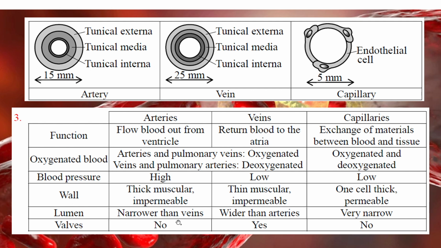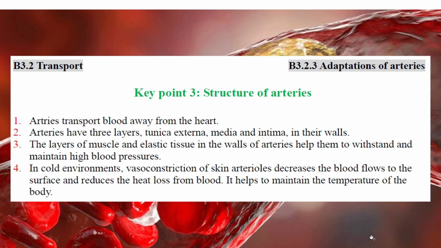And the lumen is narrow for the artery to keep it high pressure. The vein is wider than the artery, and very wide because that increases the surface area. As for backflow of blood, in the artery there is high pressure and low backflow, so few valves. For the vein, it is low pressure, where blood may backflow, so it needs valves. Capillary is low pressure also.